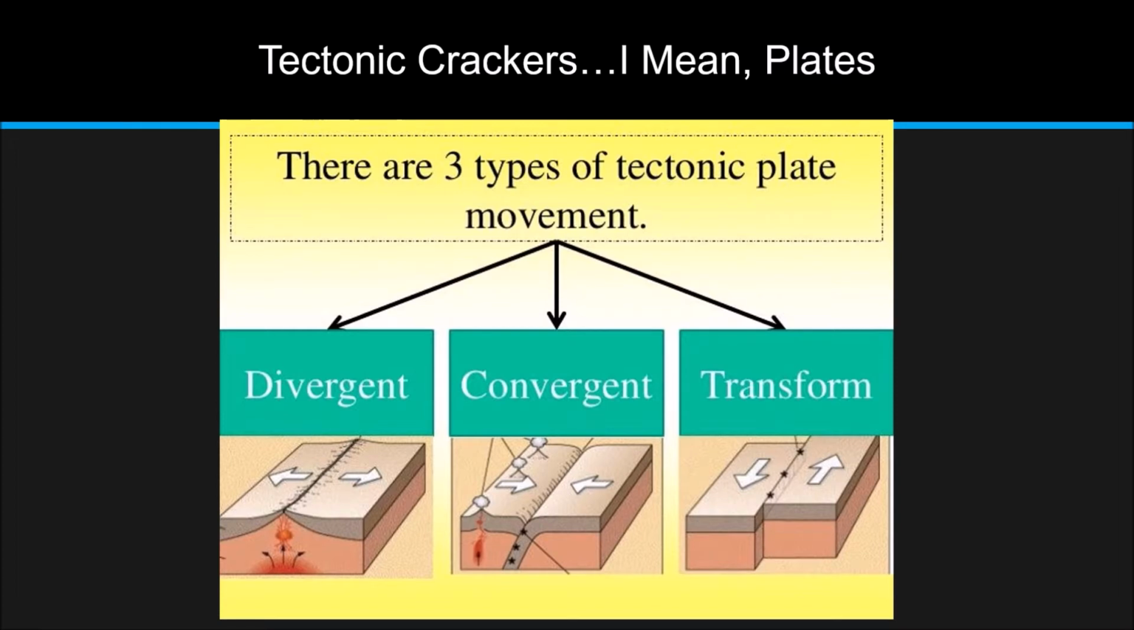There are different ways that those plates can move. They could move apart. We call that divergent plates. They could squish together and one kind of goes under the other one, and that's called a convergent movement. And sometimes they slide. One slides one way and one slides the other. That's called a transform movement of one of those plates, those giant puzzle pieces. The puzzle pieces are called tectonic crackers. I mean tectonic plates.